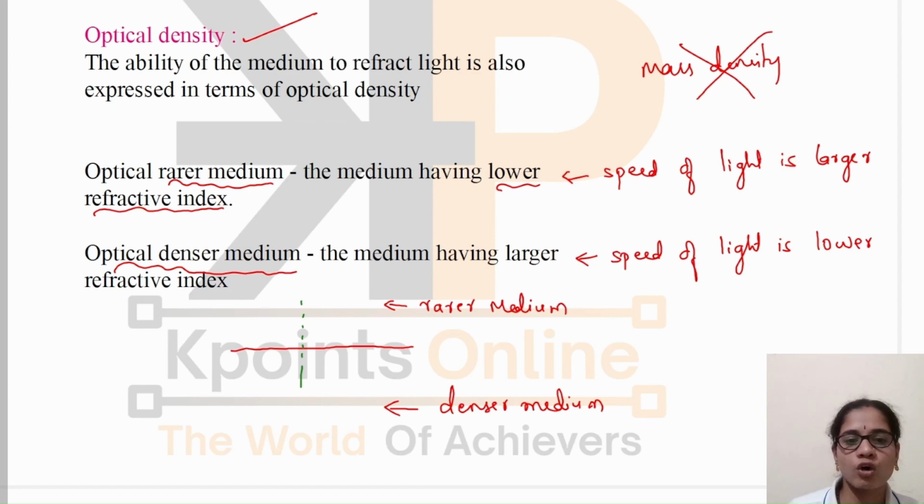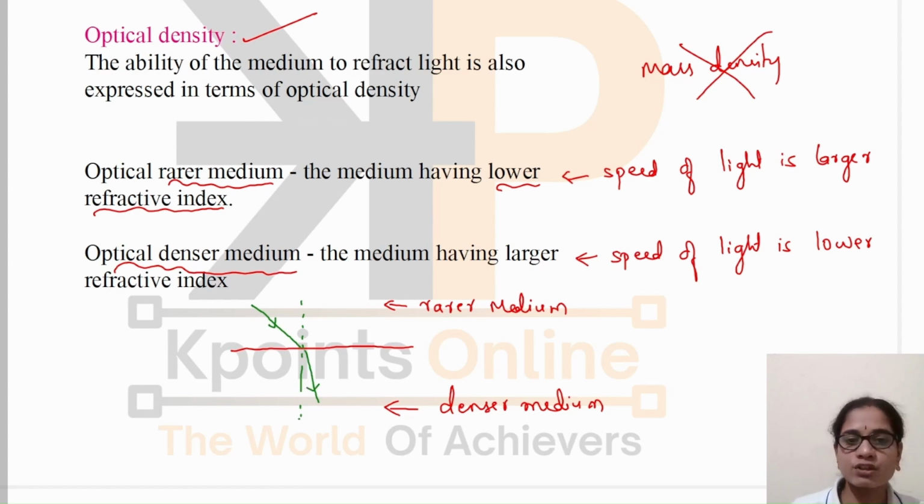This is the normal. Now a ray of light is incident on the interface between the two media. When the light travels from rarer medium to denser medium, it will bend towards the normal. The light ray is refracted towards the normal because in the rarer medium the speed of light is more. As it travels into the denser medium, the speed decreases, because of which the ray is bent towards the normal.